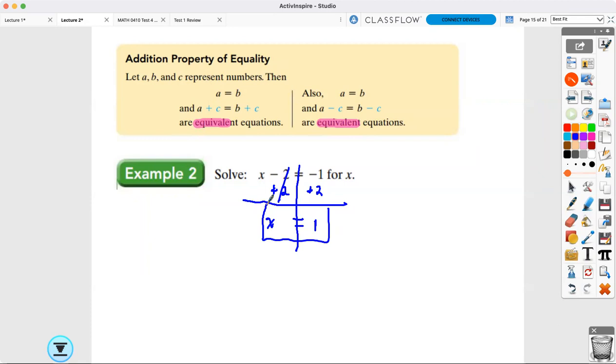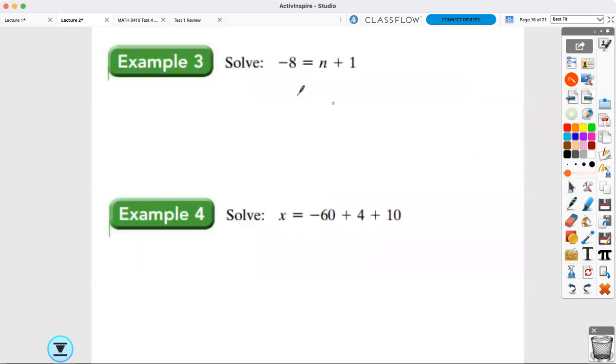Any questions on the step we just took? So we did the opposite, all right? Pay close attention to that, okay? I'm going to give you about a minute to copy example 3 down. 1 minute. -8 equals n plus 1.